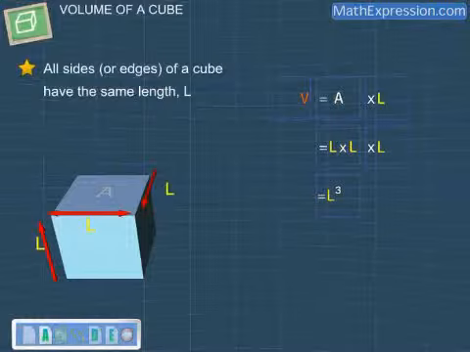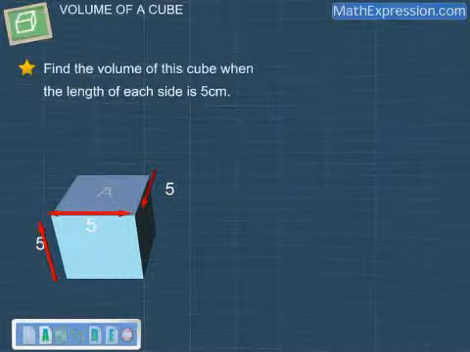Now, it is important that we include the unit for volume. Since the unit for L is not given, we can write the unit for this volume as cubic unit. Alright, let's take a look at some examples on how to find the volume of a cube.